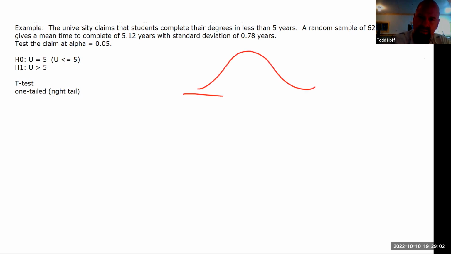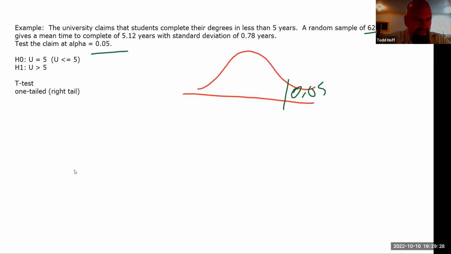So we're looking at being somewhere up in here. That alpha of 0.05 is all right there. But now we can't just do an inverse normal because this is a t-test. It's important that we know that the sample size is 62 because remember, when we do the t-distribution, we have to have degrees of freedom. So let's go to the calculator here.